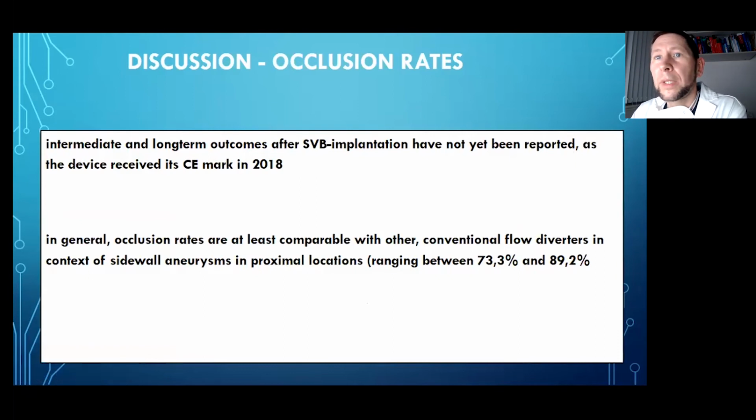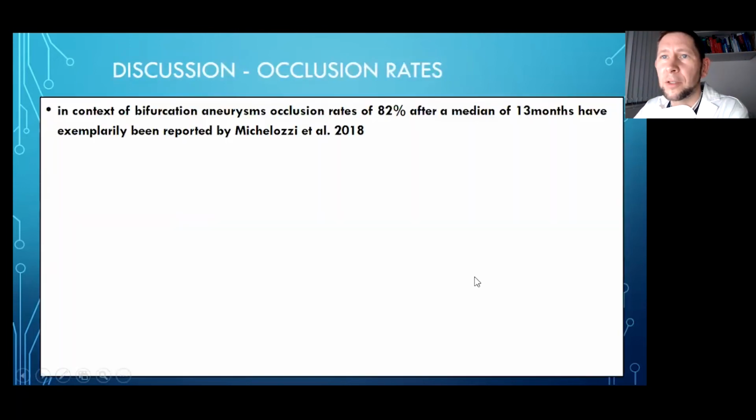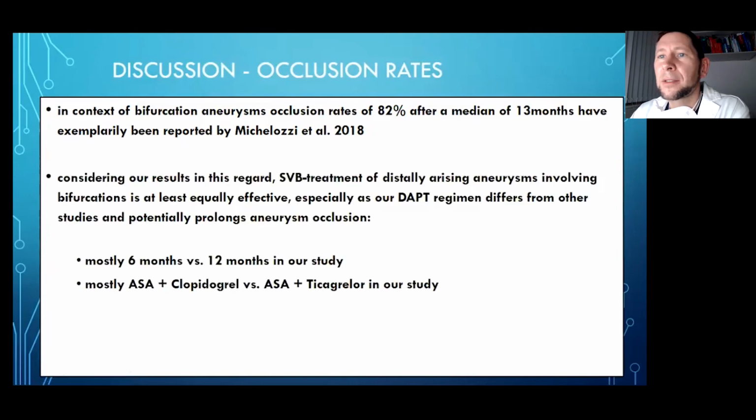So in conclusion, we have intermediate and long-term outcomes after Vista baby still lacking, as the device received its CE mark only in 2018. But in general, the occlusion rates are at least comparable to other conventional flow diverters in context of sidewall aneurysms in proximal locations, which range between 73 and 89%. So we can compare those results to the distal locations. In context of bifurcation aneurysms, the occlusion rates have been reported of 82% after a median of 13 months by Michelozzi et al. Considering our results in this regard, the Vista baby treatment is at least equally effective.